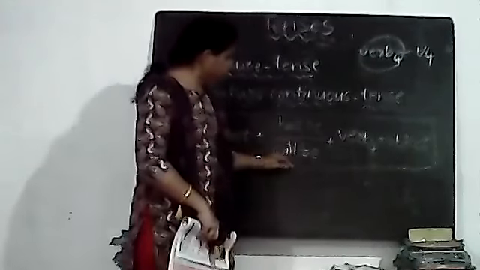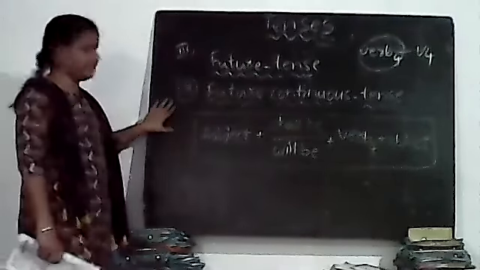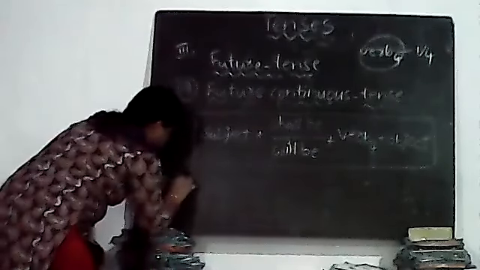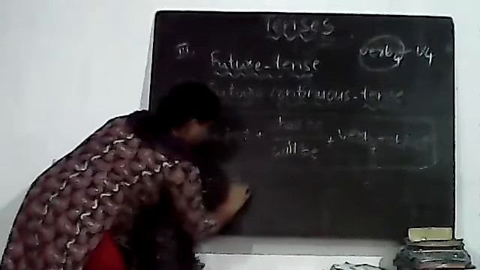Here it is subject, shall or will, and one more is added: the be form. Shall be or will be. Subject plus shall be or will be plus verb 4 plus object. So this is the structure of the future continuous tense. Then go next and write the example. I shall be verb 4. Speak plus ing goes to V1 ing, so speaking. This is the verb 4 form, and which object can we take? English. I shall be speaking English.